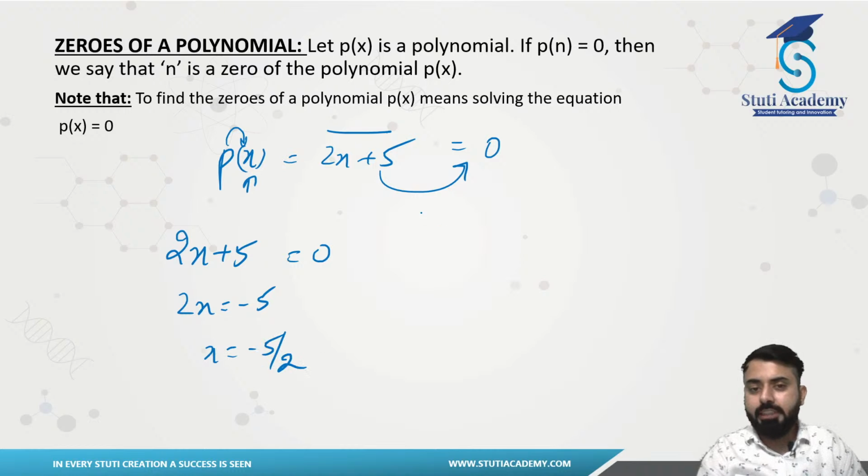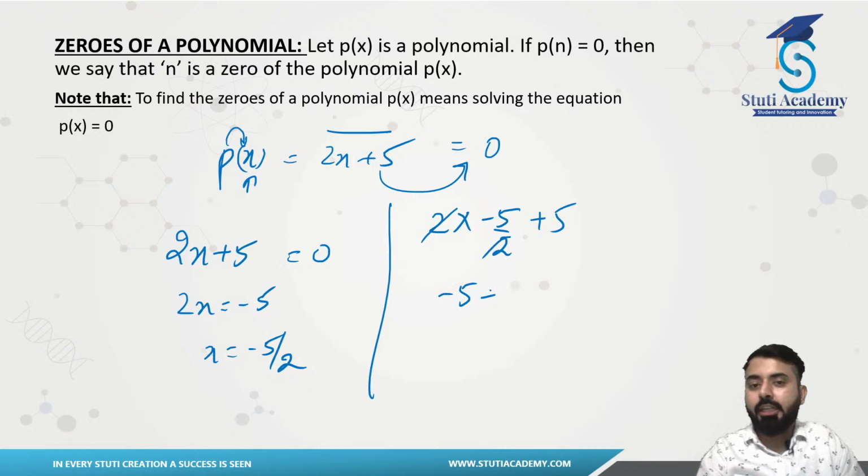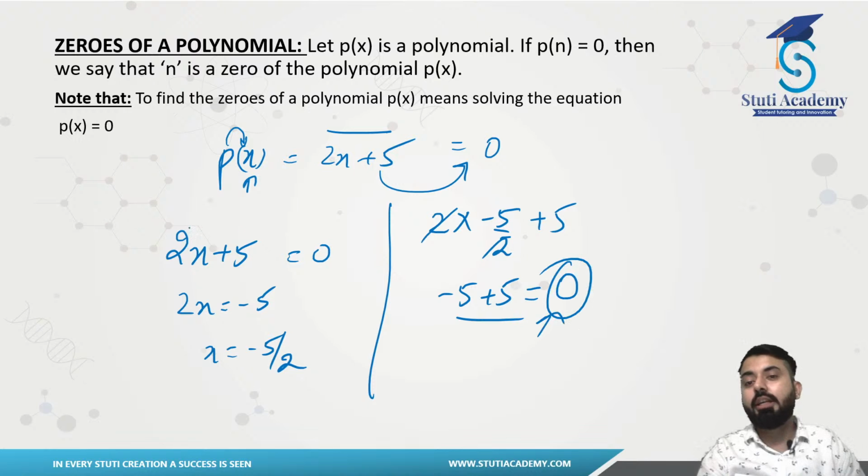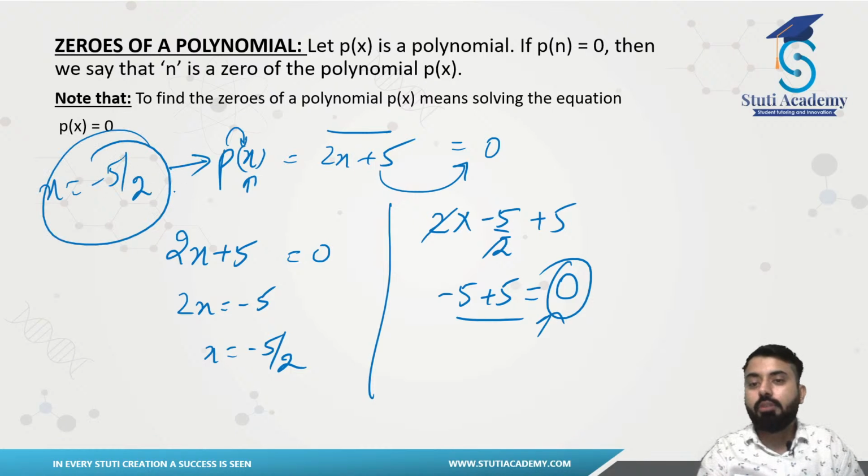To check, let's replace this value here. 2 into negative 5 by 2 plus 5. You see this will cancel out. I will have a negative 5 and a 5, both of them adding up to 0. So you see we do have a 0. So in short, x equals negative 5 by 2 is the zero of this polynomial.